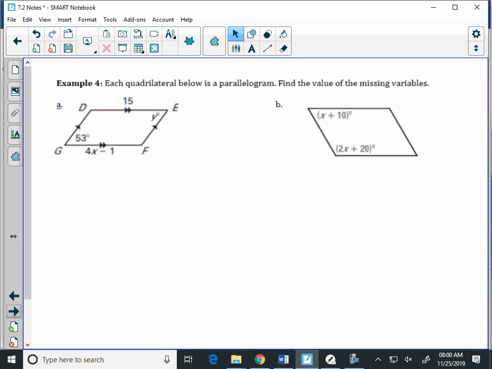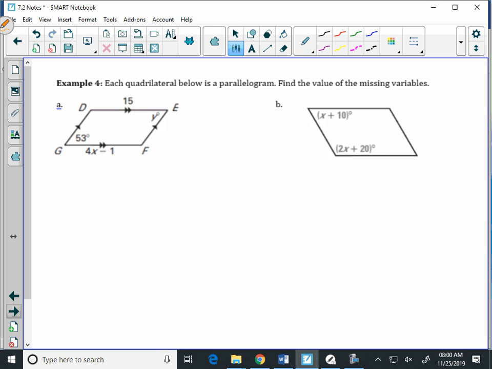And the next example, each quadrilateral below is a parallelogram. So we know these are parallelograms. We're going to find the value of the missing variables. So we take a look at A. Which one do we want to find first? X or Y? It doesn't matter. X. Is X a side or an angle?